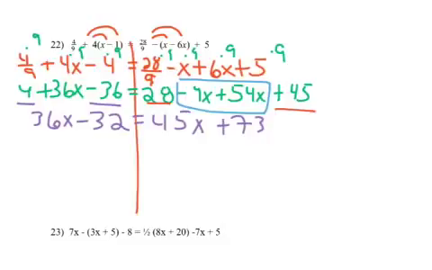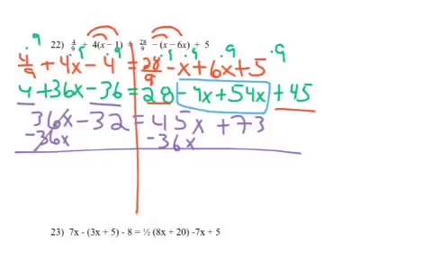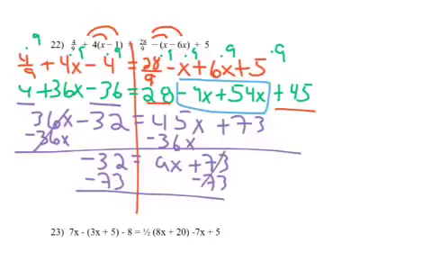Now it should be getting used to a problem you remember or know how to do. So I have a 36x and a 45x on both sides. I'm going to get rid of the smaller one, so I would subtract 36x from both sides. These cancel to give me negative 32 equals 9x plus 73. I then would subtract 73 from both sides. Those cancel, to give me negative 105 equals 9x.